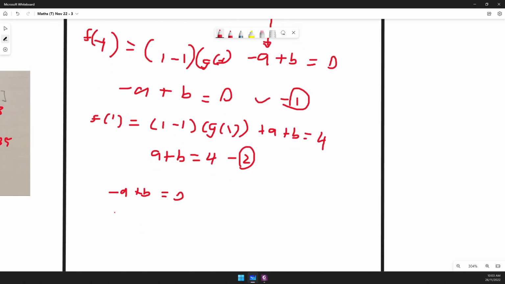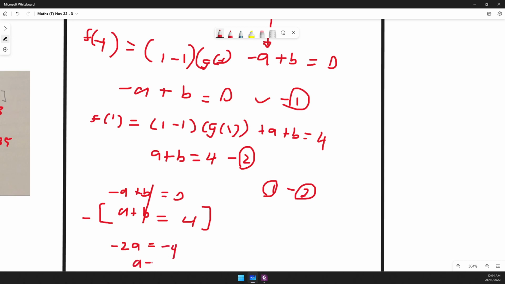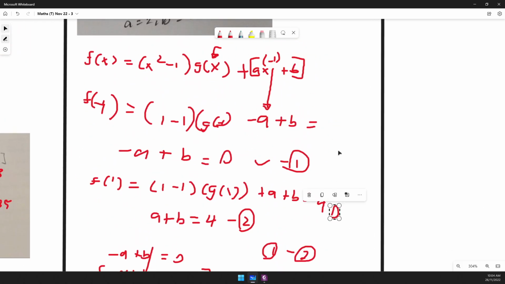Then I get a plus b equals 4. So I can subtract the equations, 1 minus 2, and I get negative 2. This one will be automatically cancelled. Negative 2a equals negative 4, and a equals 2. First part done. Since I know a equals 2, negative a plus b equals 0, so b equals a, and so b equals 2.